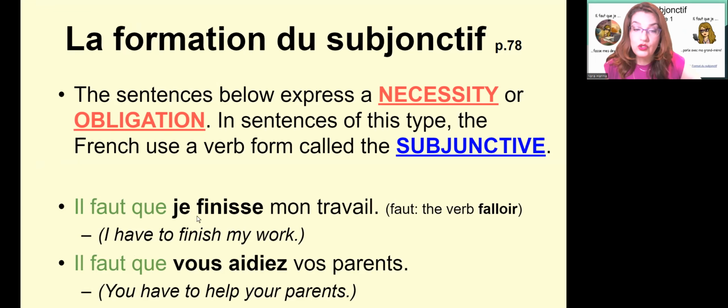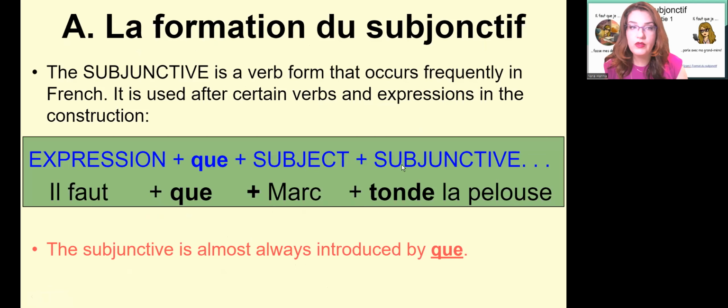Il faut que je finisse mon travail. Faut is the verb falloir, and the verb falloir is conjugated only with the pronoun il. So we don't say je faut, tu faut, il faut. It's only with il, okay? Il faut, which means literally it's a necessity that, or it's a must that, or to translate it more accurately, we say, I have to finish my work. Il faut que vous aidiez vos parents. You have to help your parents. So these verbs are in the subjunctive because they follow il faut.